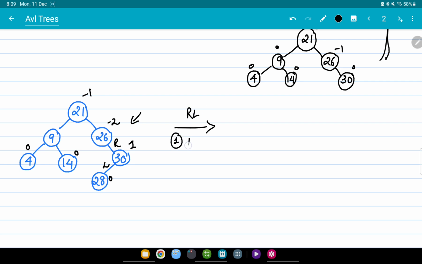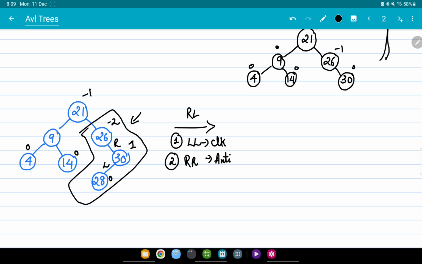So in RL rotation, first we'll do LL and then we'll do RR. LL is nothing but clockwise direction, RR is nothing but anti-clockwise direction. And we will be performing it on this part. Okay, that is 26, 30 and 28. On that part we'll be performing this rotation. So first thing is I have to perform the LL, that is the clockwise rotation. Now when I do the clockwise rotation, how will it happen? So when I turn this whole thing in clockwise direction, 30 will get pulled bottom and then 28 gets attached.